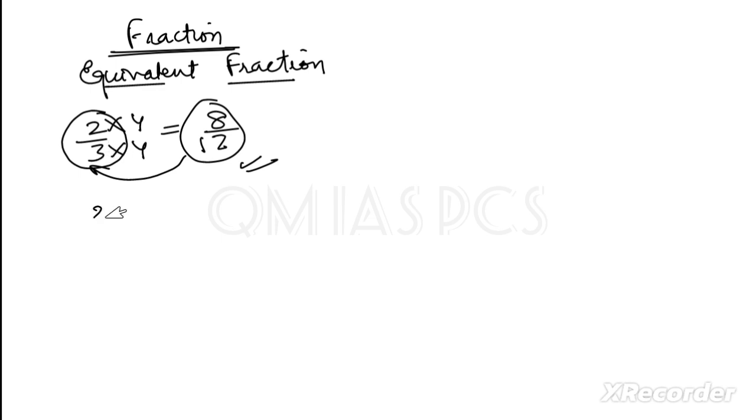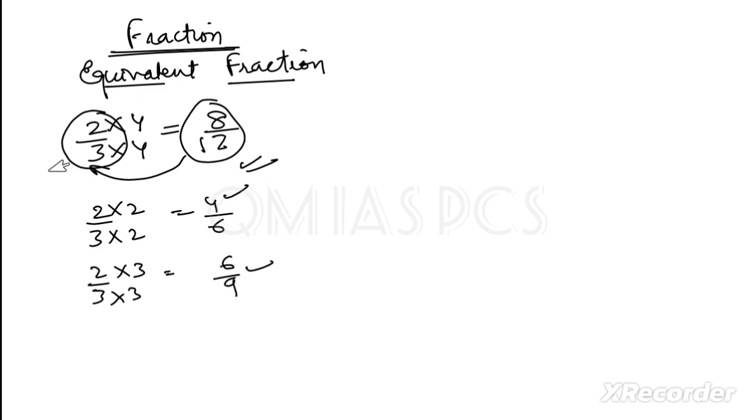Or you can simply say 2 by 3 multiplied by 2 multiplied by 2, it will be 4 by 6. Or 2 by 3 multiplied by 3 multiplied by 3, it is 6 by 9. So all these are equivalent fractions of 2 by 3. Whenever you are multiplying or dividing by the same number, the fraction will remain the same. Why? Because you can divide again: when you divide by 4 it is 2, when you divide by 4 it is 3, so again we have 2 by 3. Same fraction we are getting. That's why I'm saying this is the equivalent fraction.